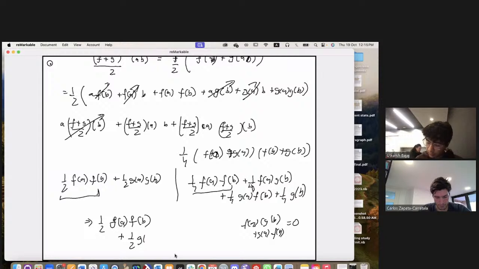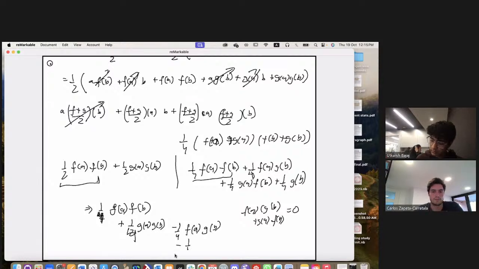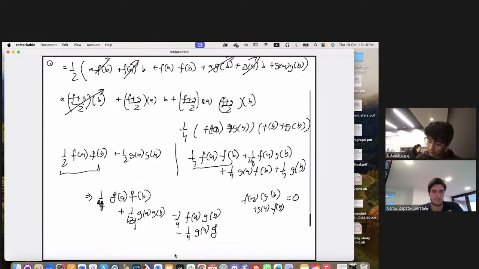Did I just do the wrong calculation? Half minus 1/4 is what? Oh, it's 1/4. Yeah. See, I get a nice condition, a nicer condition, and this condition will be satisfied by algebra homomorphisms. So this is indeed something that's new.